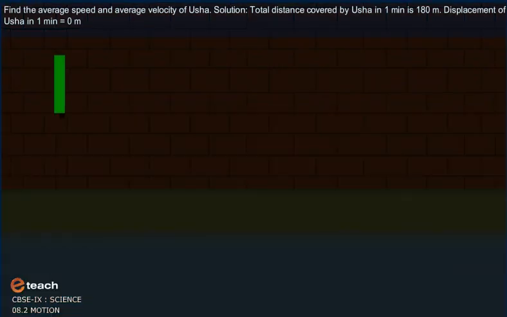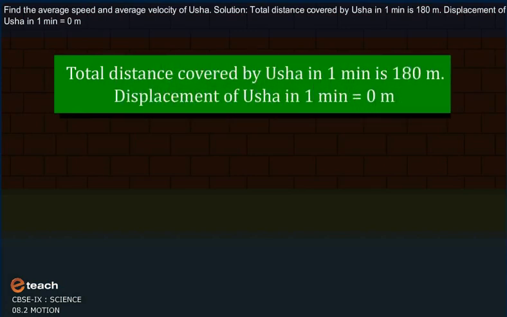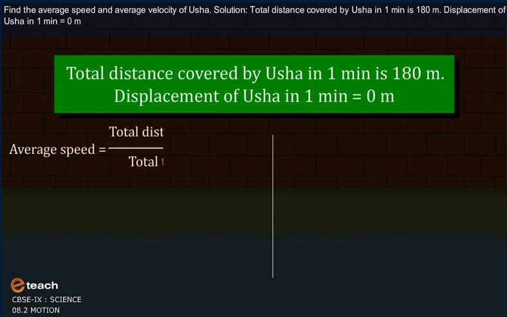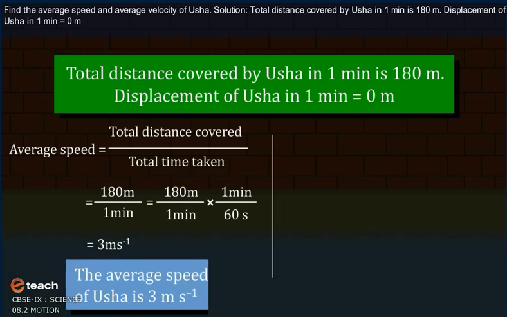Solution: total distance covered by Usha in 1 minute is 180 meter. Displacement of Usha in 1 minute is equal to 0 meter. Average speed is equal to total distance covered divided by total time taken. That is equal to 180 meter divided by 1 minute, which is 180 meter divided by 1 minute multiplied by 1 minute divided by 60 seconds, equals 3 meter per second.